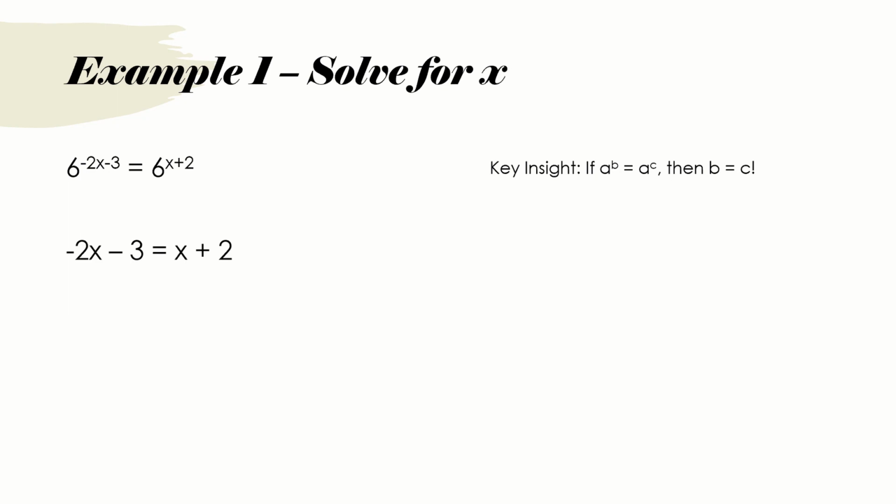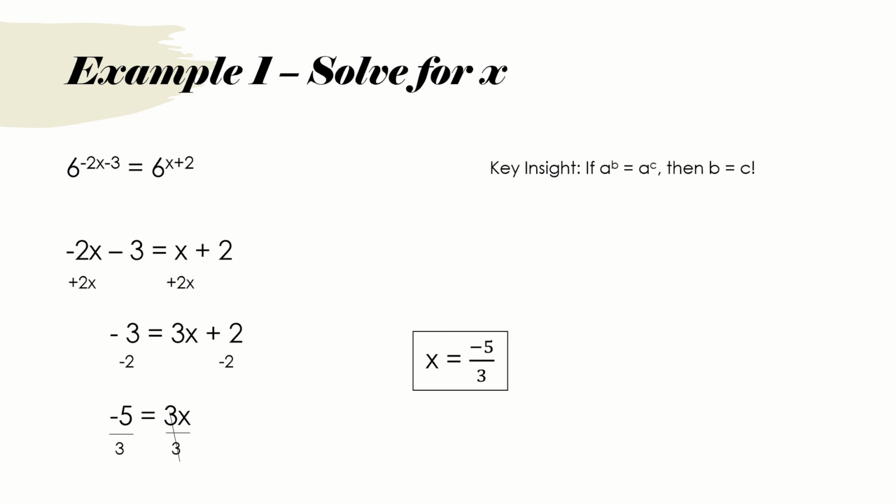So that's going to look like negative 2x minus 3 equals x plus 2. Then we just use algebra: add 2x to both sides, we get that. Then we're going to subtract 2 from both sides, and we get that. And then we divide both sides by 3 to get our answer. So in this case, x is going to be equal to negative 5/3 through algebra. So we circle that, and that's going to be our solution. Remember, everybody, if the bases are the same, all you do is set the exponents equal to each other, and then you solve for x.